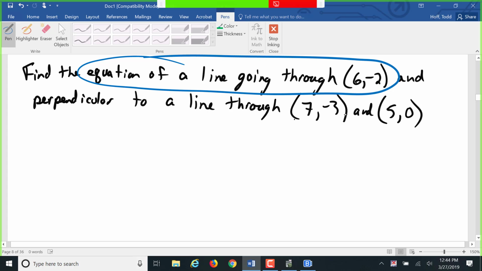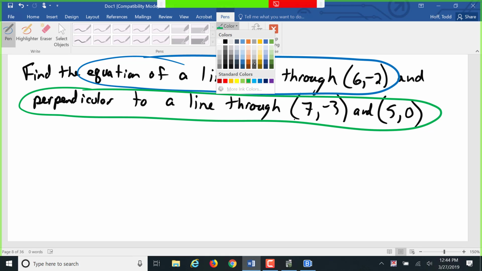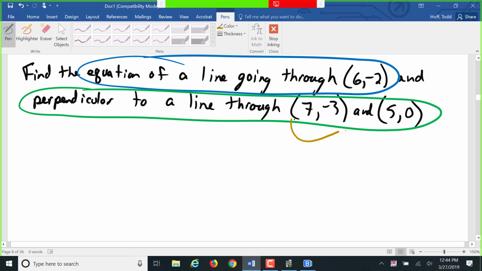Well, what are the other 2 points for? Well, that line we're looking for is perpendicular to the line that goes through those 2 points. So the only reason we have these other 2 points is to find a slope. So I'm going to find a slope based off of those 2 points.